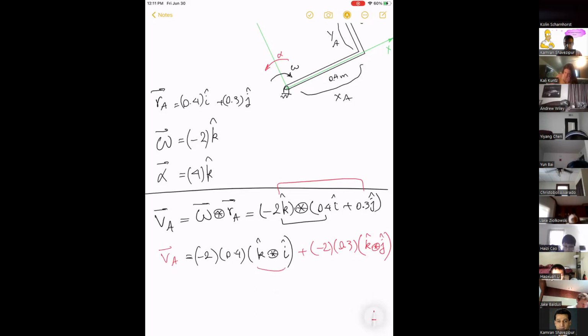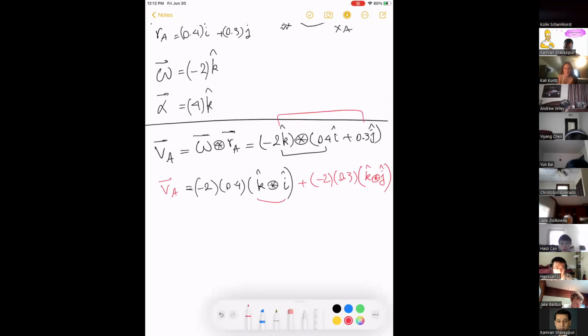What is K cross I? Do you remember? These are unit vectors, so the result is going to be a vector which has a unit length and is going to be perpendicular to both of them. It's either J or minus J. I'll give you a reminder. So K cross I, you guys remember? Obviously you don't. Okay. There was a way to do this.